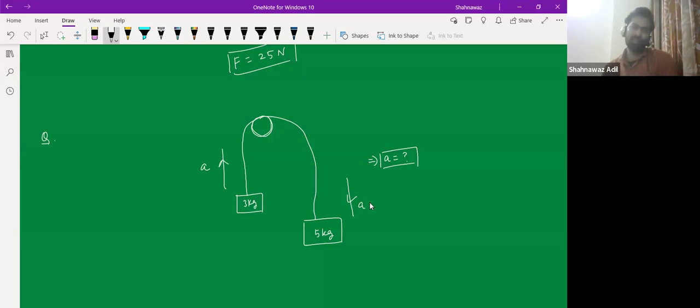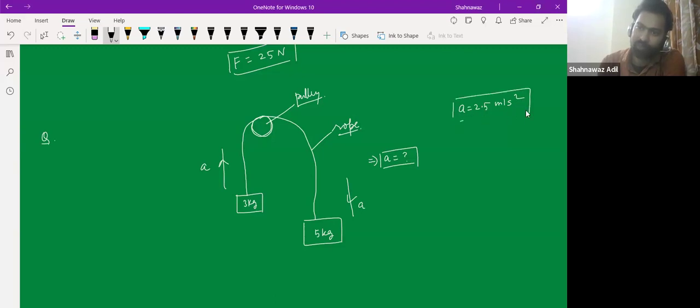Calculate the acceleration, guys. What would be the acceleration? This is the pulley, and this is the rope. 2.5 meter per second square. So Maria is saying 2.5 meter per second square. Yes. What about the rest of you guys? What is your answer?